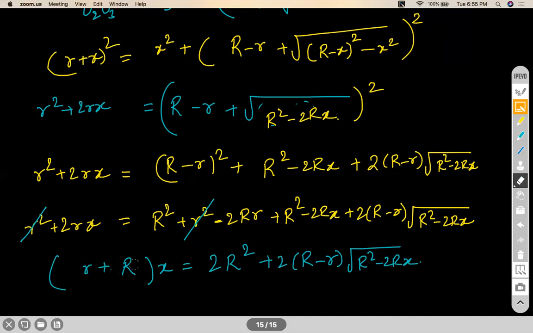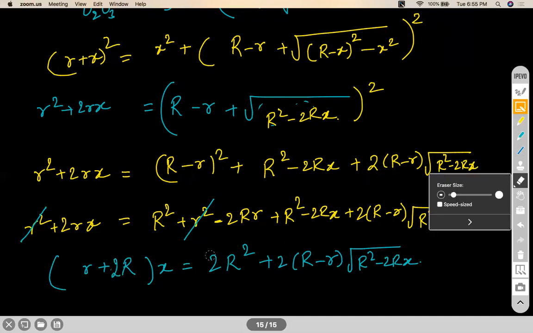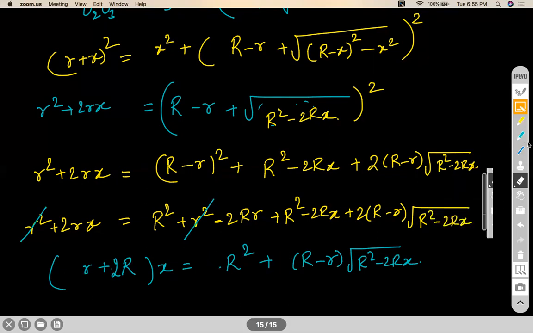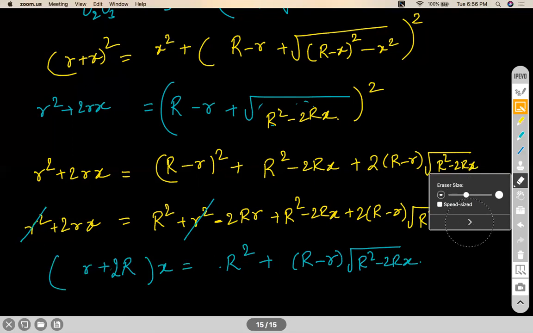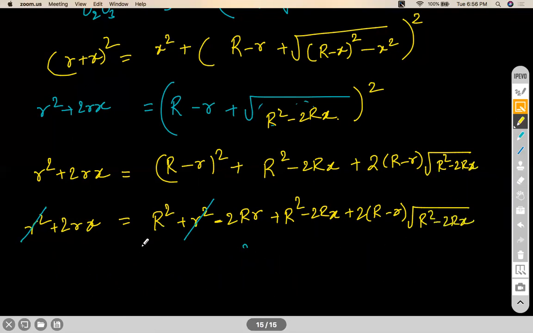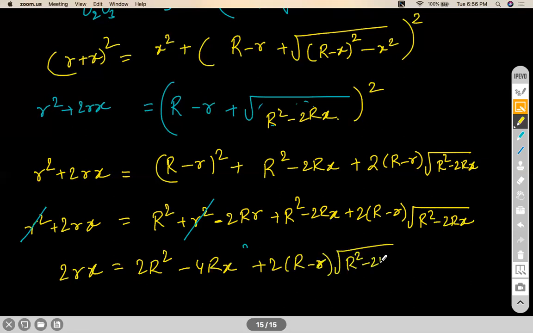Oh, one thing I can do here is that I can see here some kind of. So, yeah. Why did you write 4rx? Wouldn't it just be 2rx that time? Where? So before this, you had written 2r plus 4r. Once again, did I do a simplification error over here? Yeah, so this gives me 2rx and this gives me 2 capital R square minus 4Rx plus 2 times R minus r under root of R square minus 2Rx. Right? Correct?